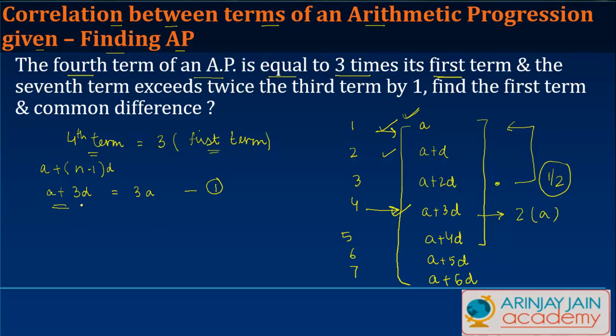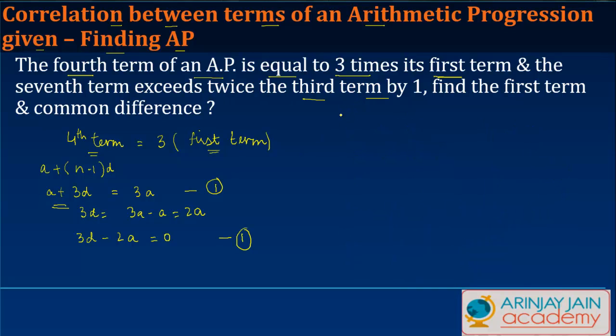Now, if you simplify this, you get 3D is equal to 3A minus A, which is 2A. Or simply you can write this as 3D minus 2A is equal to 0. Let me call this equation 1. And the seventh term exceeds twice the third term by 1. Now let me just create some space over here. So what is the seventh term?